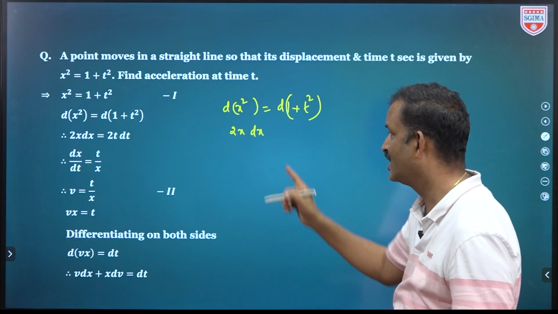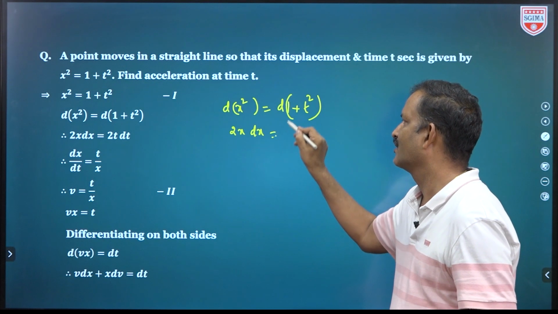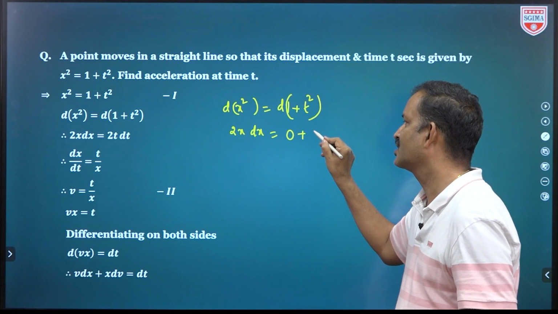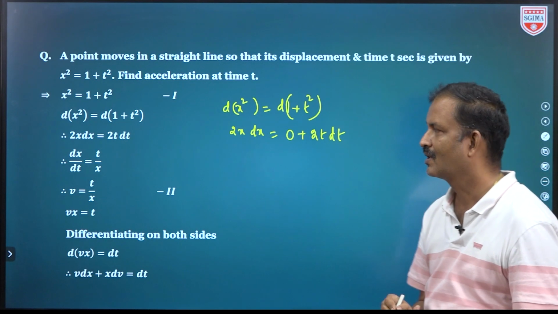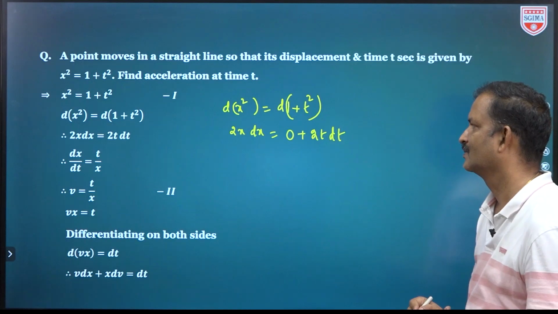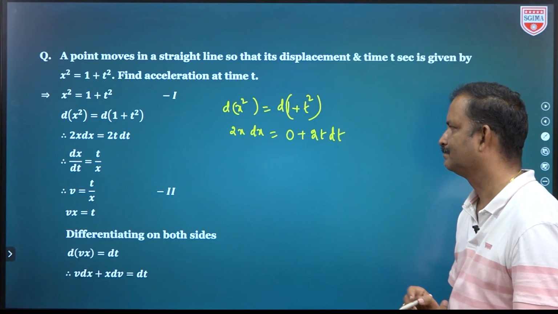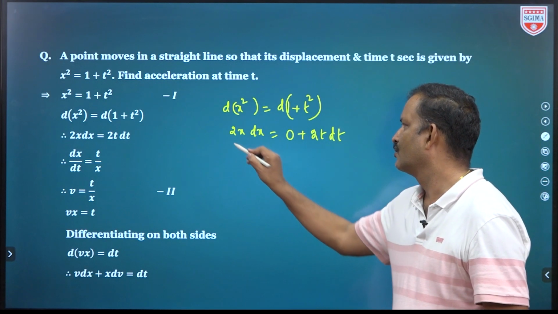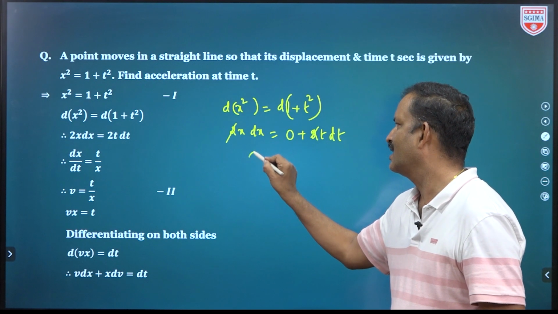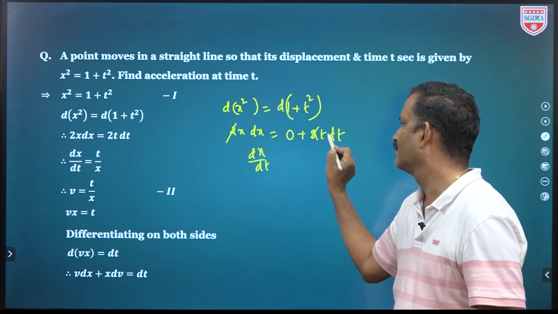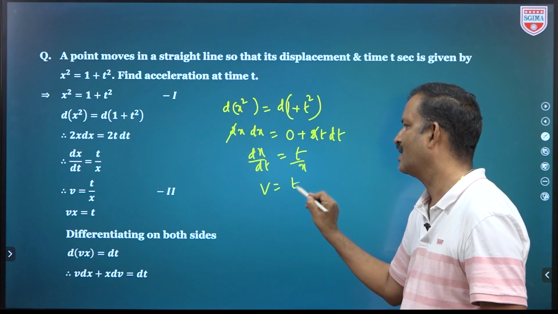I am doing the differentiation of x. Differentiation of 1 is 0. T square differentiation is 2t, and I have to write dt. Here I am writing the differentiation of x, so dx, and I am writing dt. Then 2 will cancel. So dx by dt is equal to t by x. That is, velocity is equal to t by x.